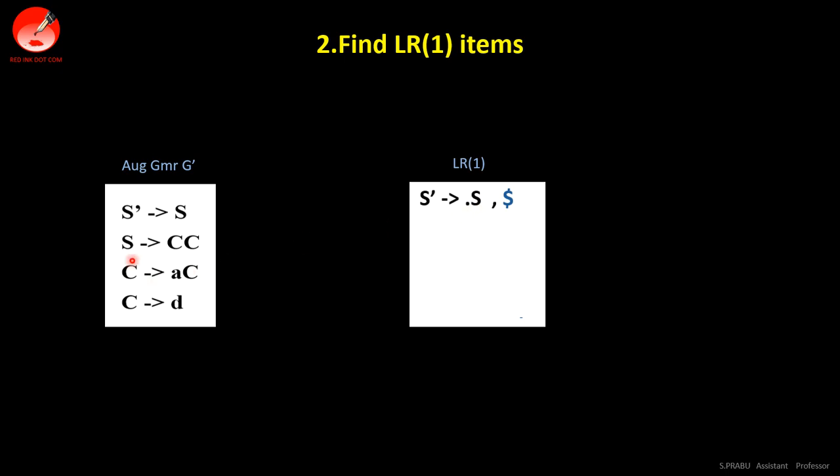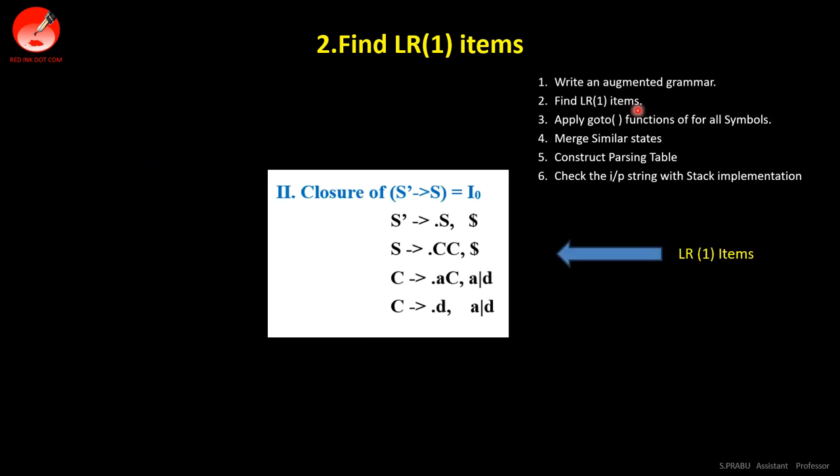For this capital S, I write this production here with the dot operator. This production can be formed from this capital S, so the follow of capital S is dollar. So I write the dollar symbol here. In this production, after the dot, capital C is there, so I write these two productions here with the dot symbol. These two productions are formed from this capital C. The follow element is another capital C, so I write the first of capital C as the look-ahead symbol. First of capital C is small a and small d. So these are the LR(1) items. So the second step is over.